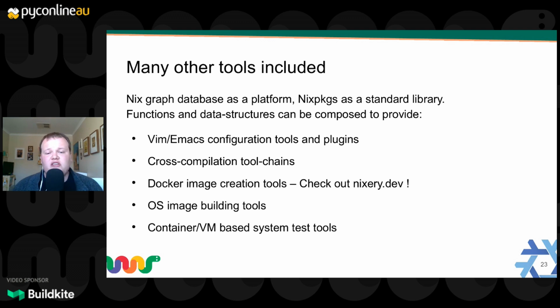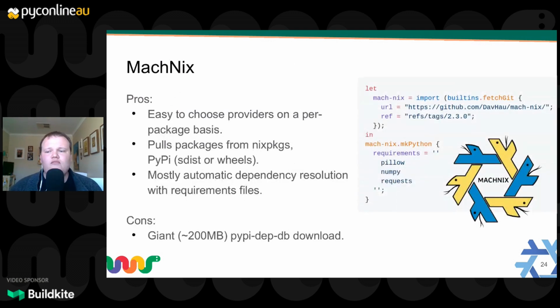It has Docker image creation tools. Nixery.dev is a fantastic online tool for generating Docker images on the fly from Nix packages. It also has OS image building tools if you want to build lean, bare metal OS images. Container and VM-based system test tools are great if you have distributed systems that you're building. They can provide a lot of test infrastructure for those systems.